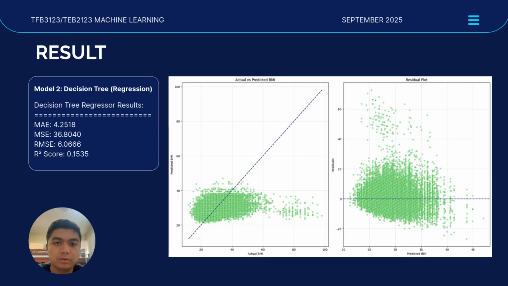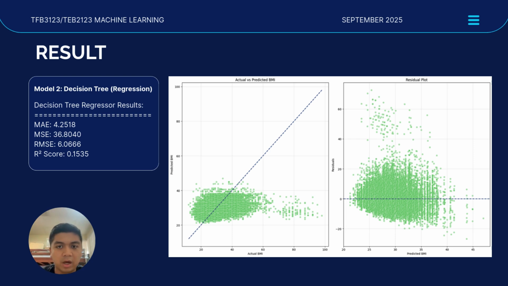Moving on to Model 2, we applied a decision tree regressor to predict BMI. We got an R-squared score of roughly 0.15. This indicates that the current tree is only explaining about 15% of the variance in the data, which is quite low. Our RMSE is around 6.0, meaning that our predictions are typically off by about 6 BMI points.